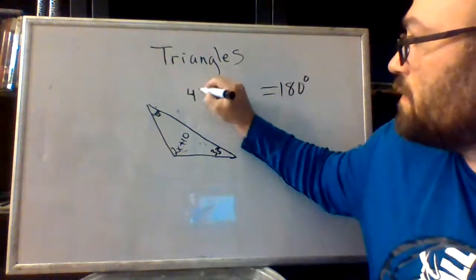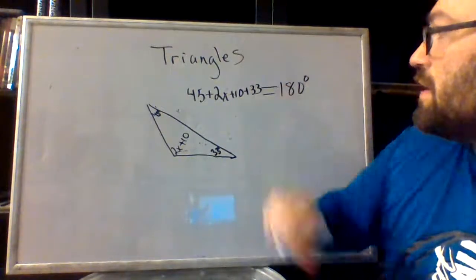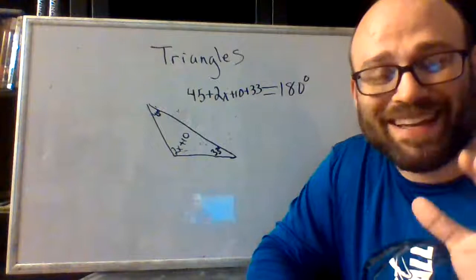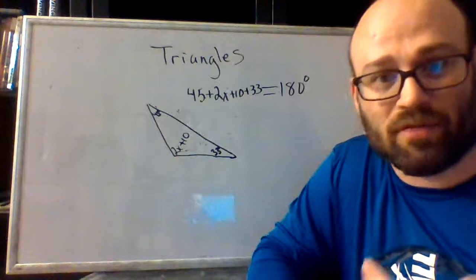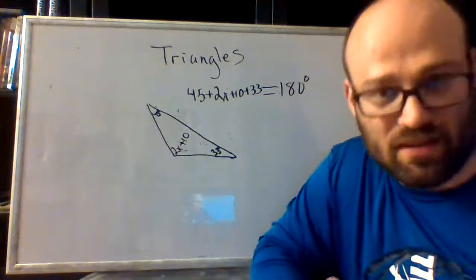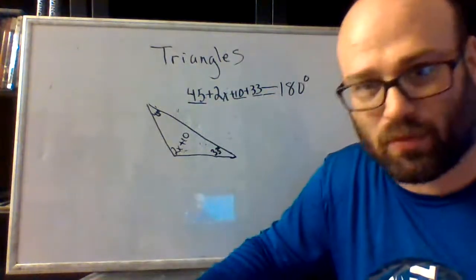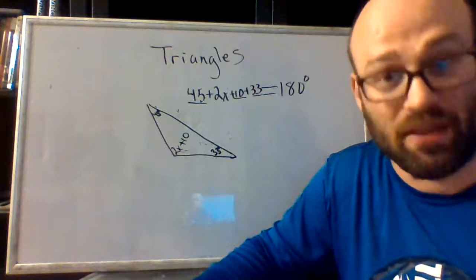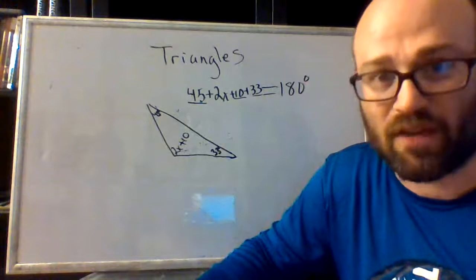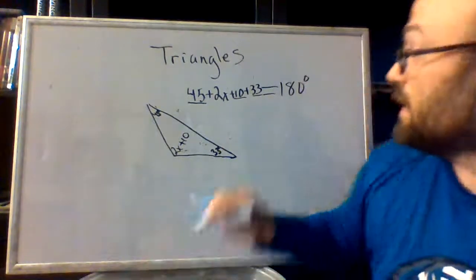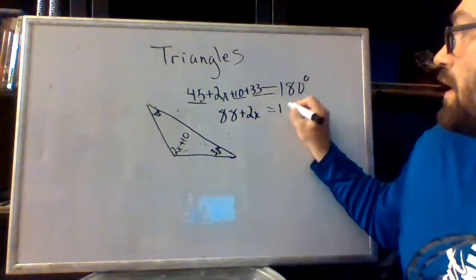So we have 180 degrees equals 45 plus 2x plus 10 plus 33. Now we can go ahead and combine like terms. Remember, the variable has to go with the same variable. There's no other variable here that's x, therefore 2x is going to stay the same no matter what. But 45, 10, and 33 are all constants, because we're not changing them. We're just going to put them together. So 45 plus 10 is 55. 55 plus 33 is going to be 88. So we have 88 plus 2x equals 180.